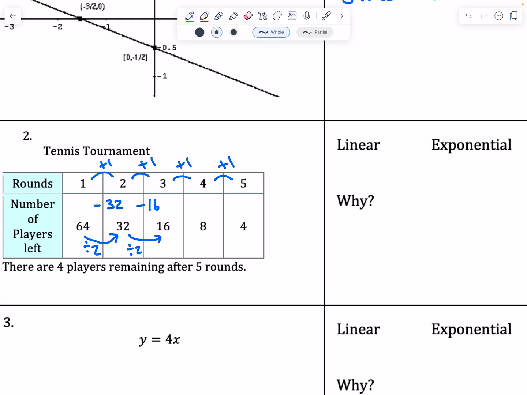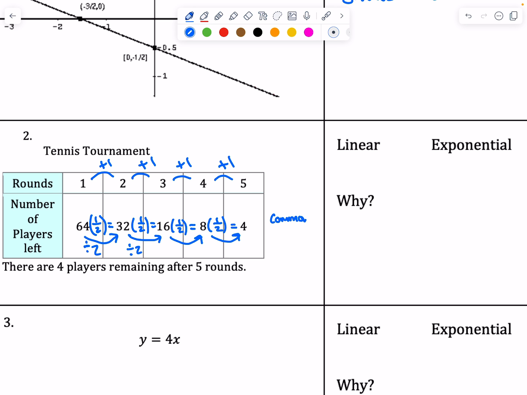So now we can take away the fact that subtracting was an option because they'd have to have the same amount. And now we're looking at, do they all have a common ratio of 1/2 or divide by 2? Here, let's put both. So we could say 64 times 1/2 equals 32. That worked. 32 times 1/2 was equal to 16. So that also made sense. Is 16 times 1/2 equal to 8? And yes, it is. And then is 8 times 1/2 also going to give us 4? So yes.